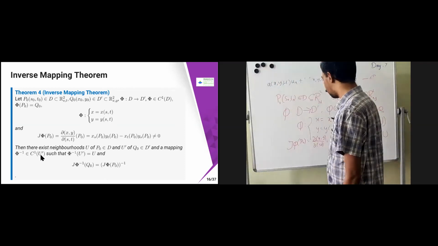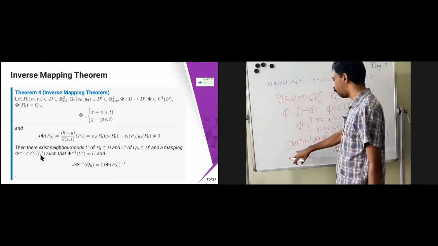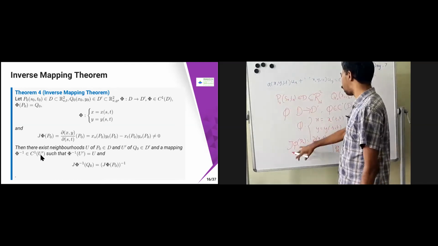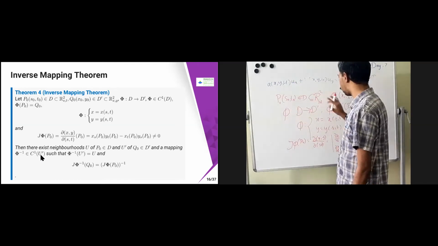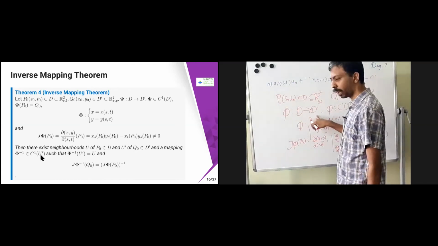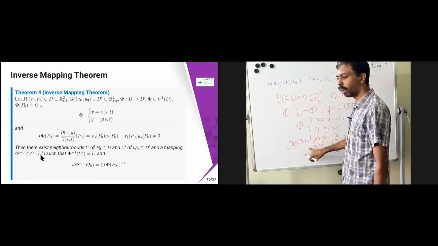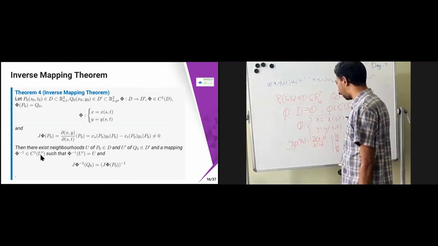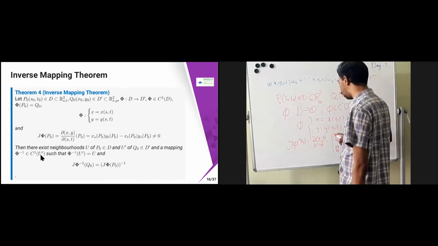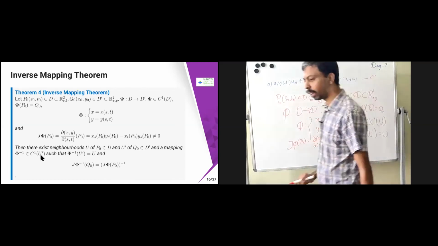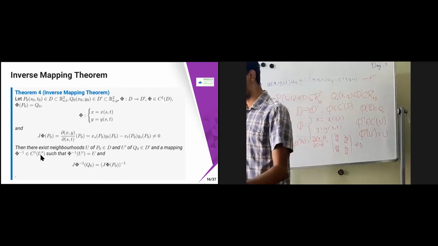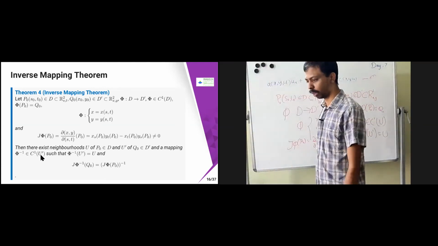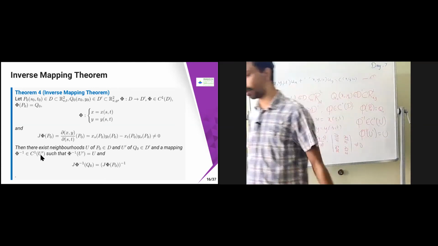Also, if I find J pi inverse at Q naught, because pi is a mapping from D to D dash, so Q naught is in D dash, that is nothing but the inverse of the matrix J pi at P naught. It is a matrix.